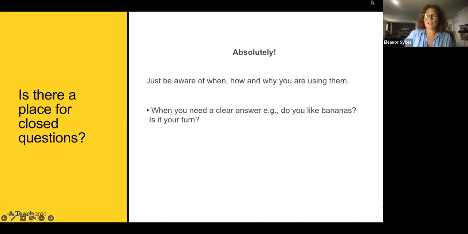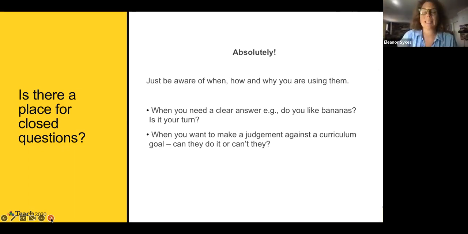When you need a clear answer, for example, do you like bananas? Is it your turn? When you want to make a judgment against a curriculum goal, can they do it or can't they do it? Sometimes you just need that very quick answer, quick information.